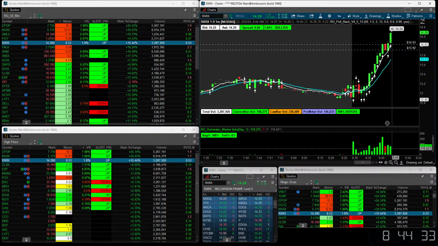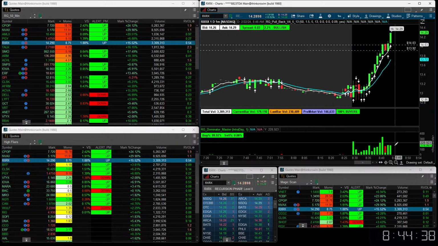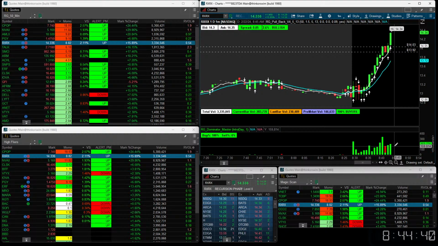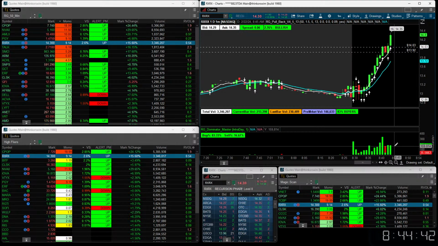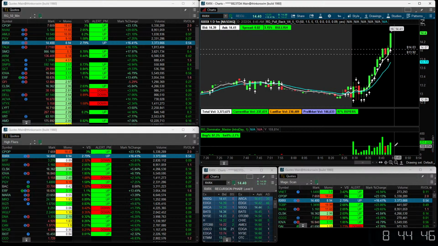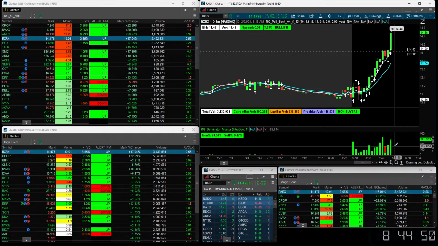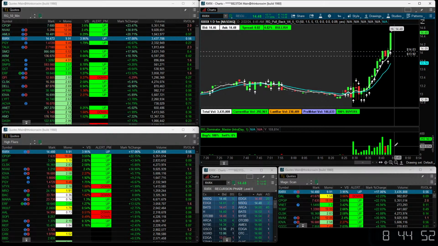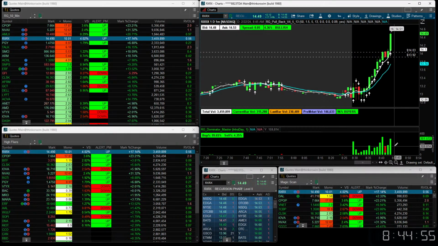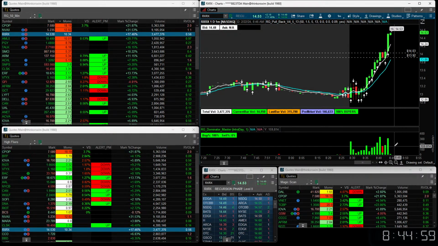I did buy into this one on the pullback. Now I'm going to get out here while it's spiking. $250 profit. And it'll go to the moon now because I got out.